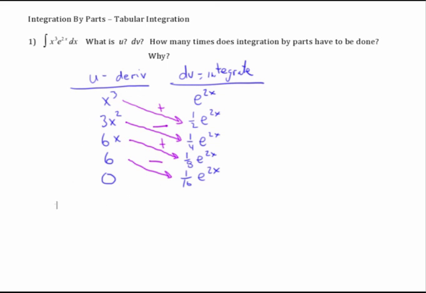So we multiply these together. We'll take the 1/2 x cubed e to the 2x minus 3/4 x squared e to the 2x plus 6 times 1/8 will give us a positive 3/4 x e to the 2x. The last one, 6 times 1/16, and it's going to be minus, will give us a 3/8 e to the 2x. And when we go to the next one, 0 times any number is 0, so we tack on our plus c, and we're done, and that is it.